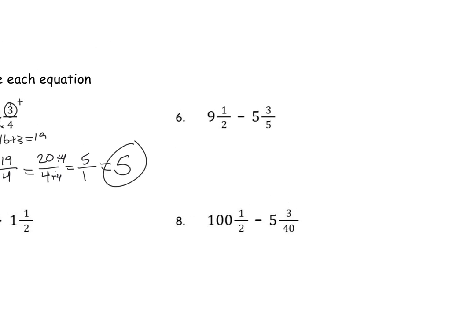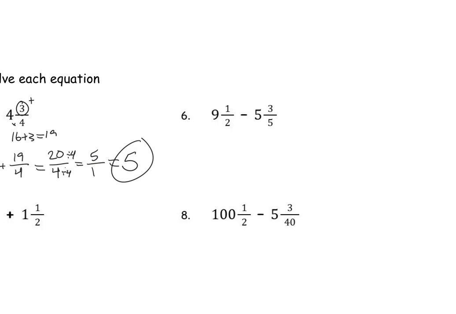Number 6, we got 9 1/2 minus 5 3/5. So 9 times 2 is 18, plus 1 is 19. So 19 halves, minus 5 times 5 is 25, plus 3 is 28 over 5. Can't do anything yet. I don't have common denominators. Okay, my most common denominator I can make is by multiplying and getting to 10. So I know that these have to change to tens.